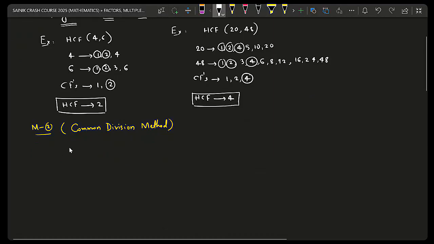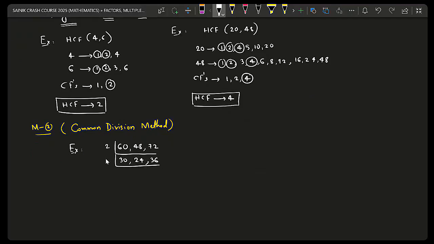For example, we are finding the HCF of 60, 48, and let's say 72. So we want to find the HCF of these three numbers. If all are divisible, then only we have to consider. All the numbers are divisible by 2. Let's take 2. 2 into 30, 60. 2 into 24, 48. 2 into 36, 72. Next, again all the numbers are divisible by 2. So 2 into 15, 30. 2 into 12, 24. 2 into 18, 36.